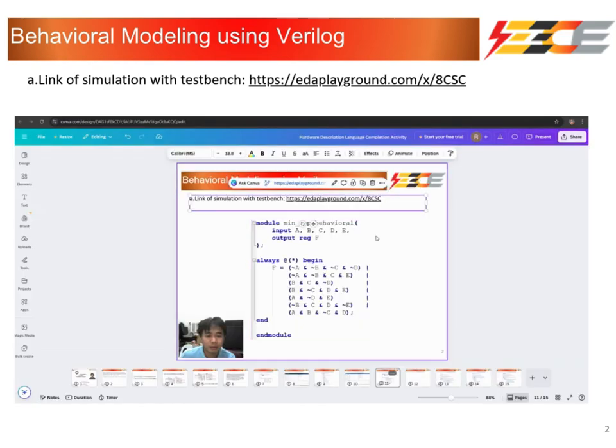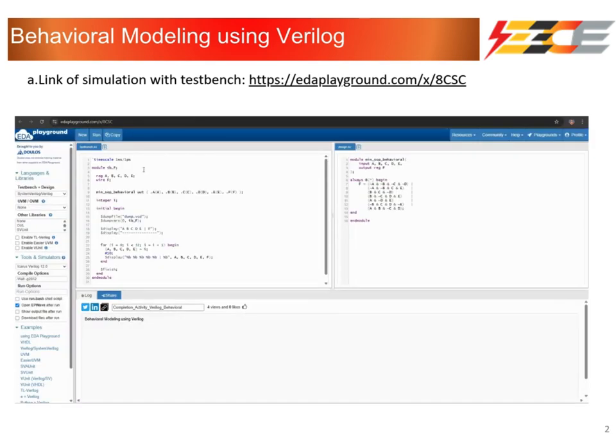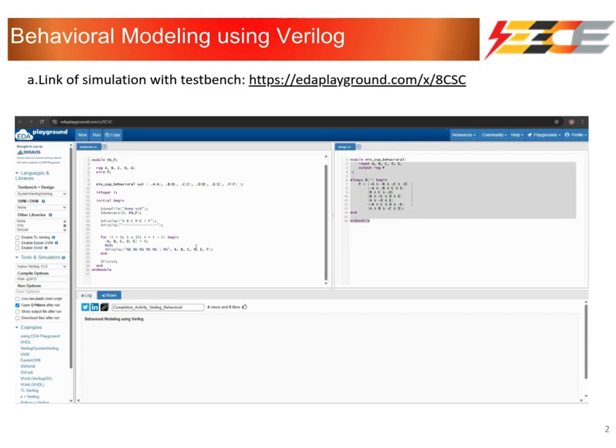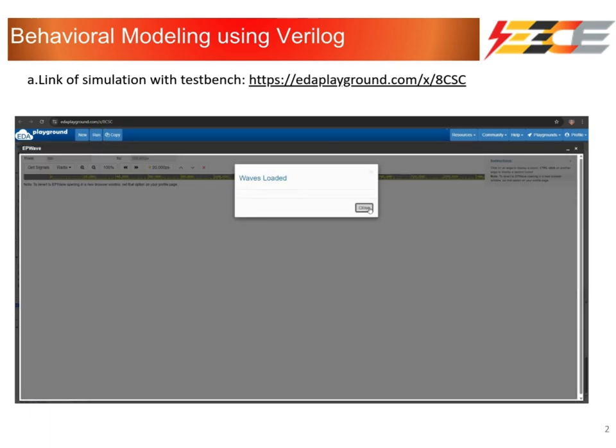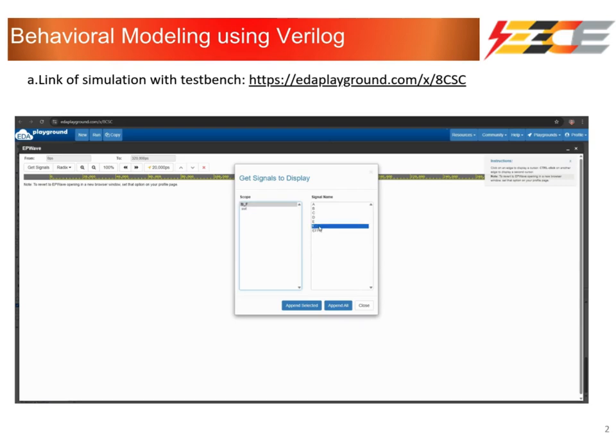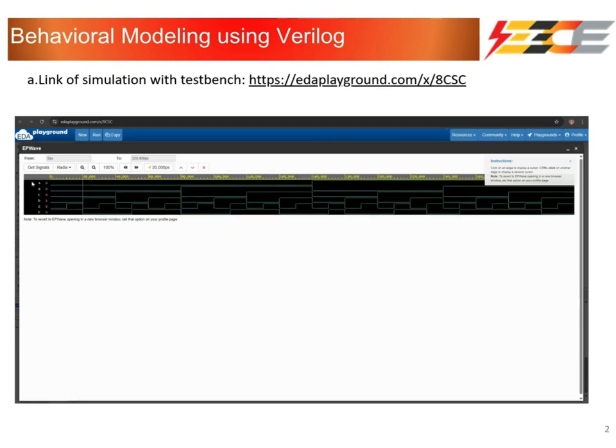So next, for the behavioral modeling using Verilog, if you click on this link, we will be redirected again here on our EDA Playground. Just log in to simulate our code. Again, on the right side is the design.sv file, our code, and on the left side is our test bench. If we click on run again, it will generate the same output. For the waveform, we will just get signals and append selected. Now, again, on the 0, we have an output of 1, on 1 we have an output of 1 also, and for the 2, we have an output of 0.